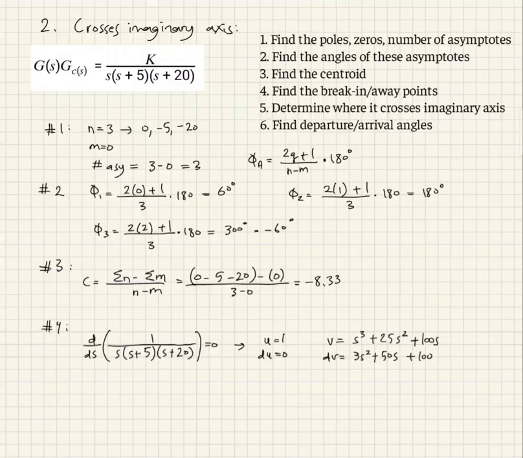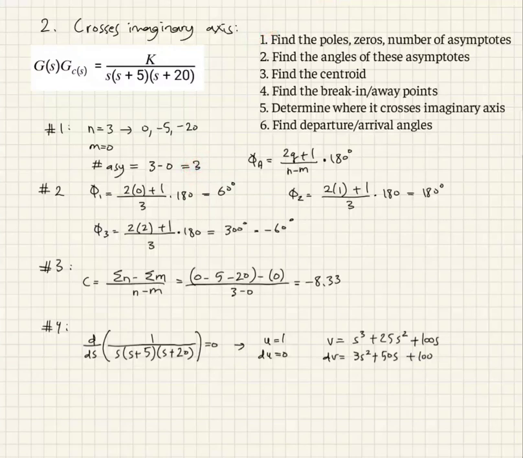So I wrote down all the 6 steps that you have to take in order to draw them. The first step was to find the poles and zeros and number of asymptotes, which we did. We have 3 poles, one at 0, one at -5, one at -20. And we have no zeros. The number of asymptotes is n minus m, so number of poles minus number of zeros, which is just 3. So that's the first step done.